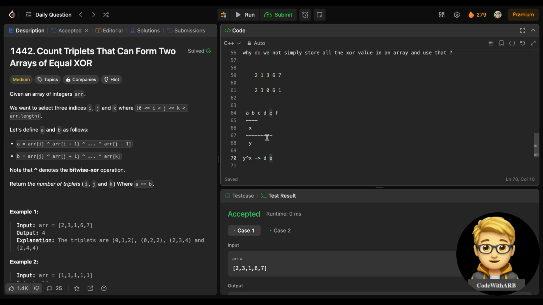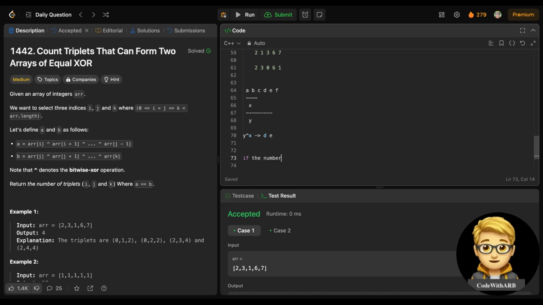This is an XOR property. If you want to know, you can run it on pen and paper. For now, x is the XOR of abc and y is the XOR of abcde, so when we take x XOR y, it will just eliminate abc and give the XOR value of de, right? This is one of the XOR properties you will use many times. You just need to know this. It works because in abcde, abc is already included.